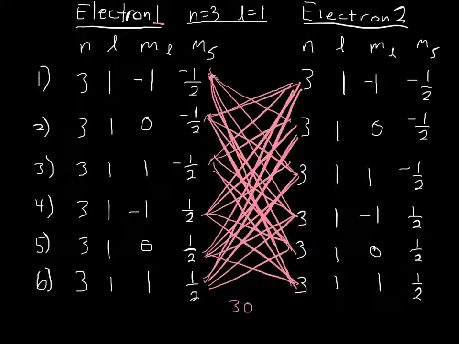That means that I can't use these cross lines. I can't have both of them in the same state. So that green represents 2 electrons in the same state.